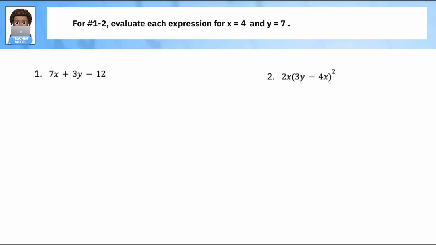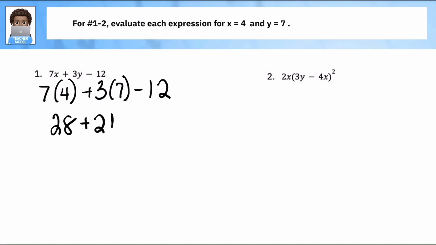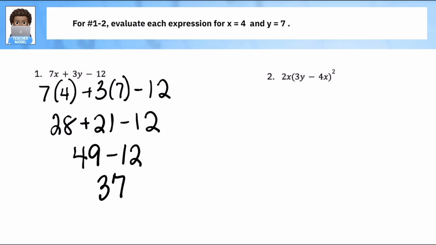I'm going to do substitutions for both. So for the first one, I have 7 times 4. Notice I'm using my parentheses to separate those two numbers. And 3 times 7 minus 12. All right, multiply: 28 plus 21 minus 12. 49 minus 12, which gives me 37.